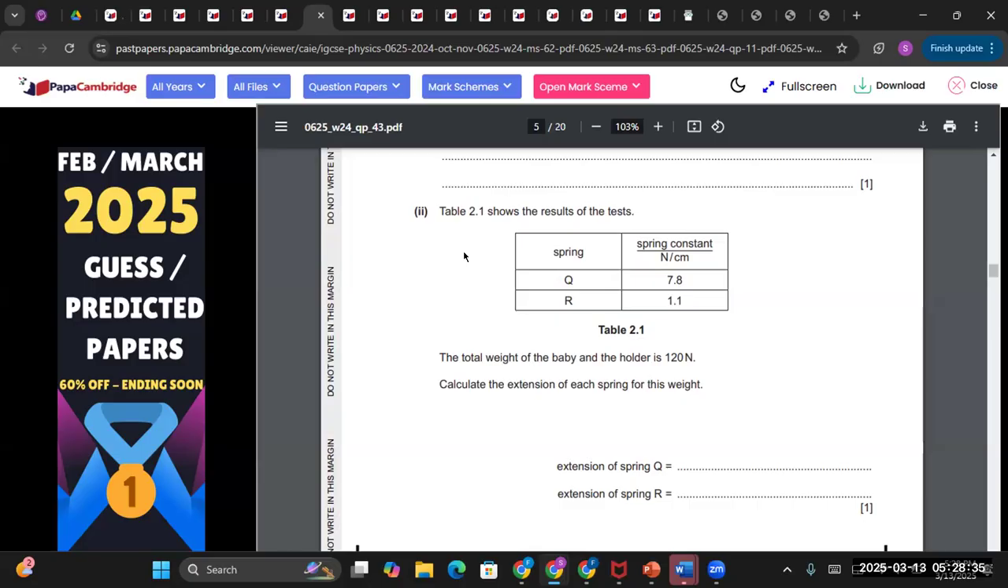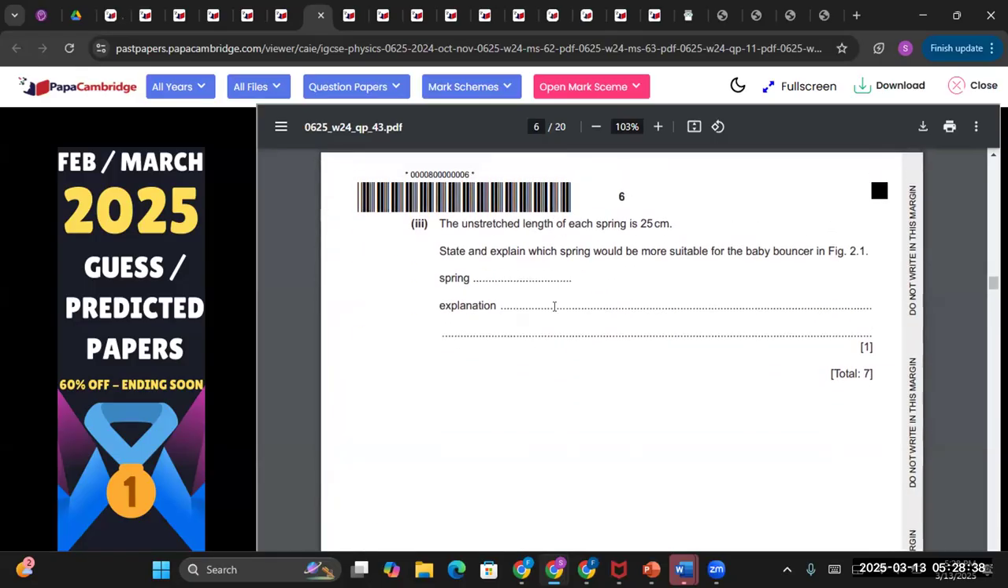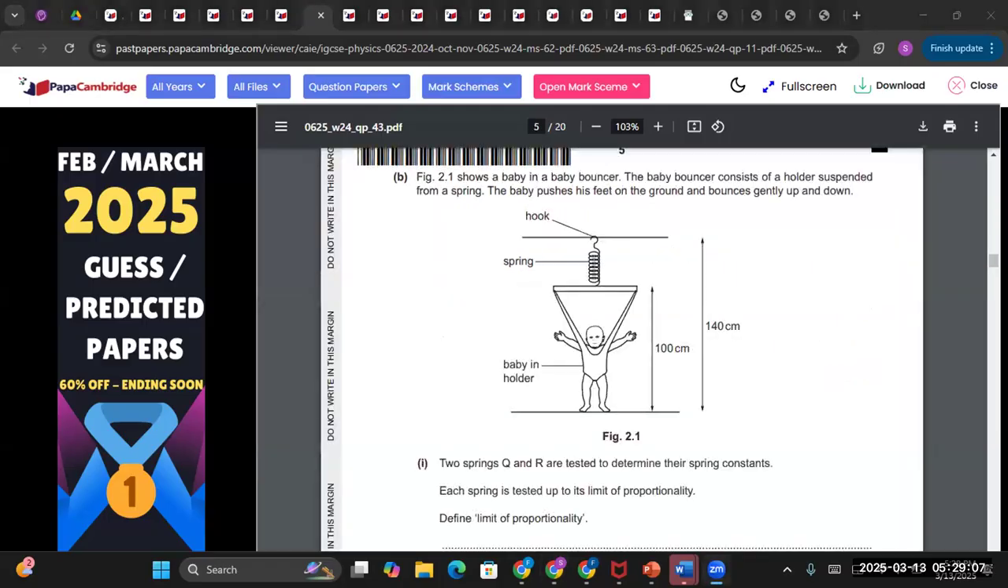One second. Okay, so the unstretched length of each spring is 25 centimeters. State and explain which spring would be more suitable for the baby bouncer. If you want to see the diagram, this is the diagram. From the hook to the floor, it's 140 centimeters, and then the baby is like 100 centimeters.